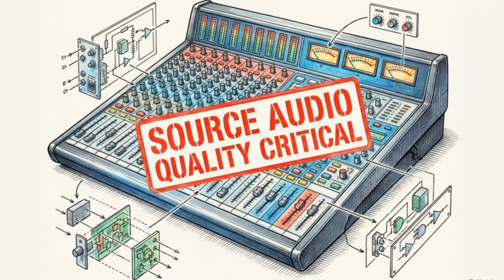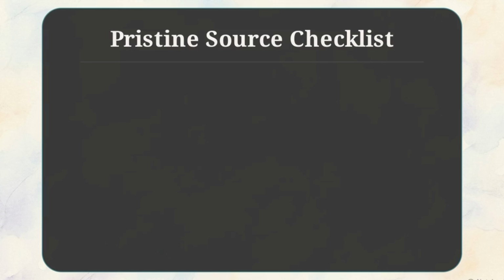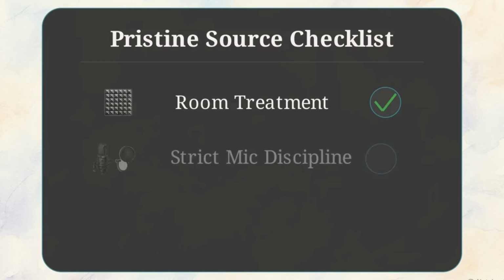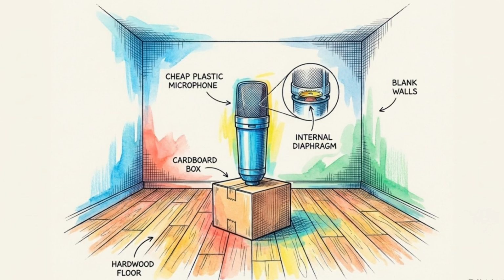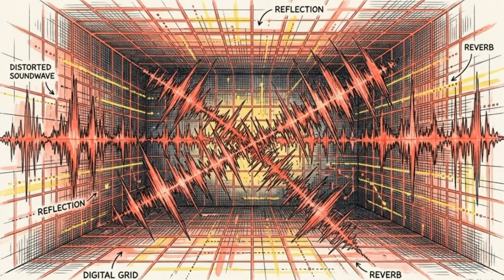Before opening any software, every AI voice platform is subject to the universal rule of audio engineering: garbage in, garbage out. This checklist highlights the 3 mandatory inputs required for pristine source audio: room treatment, strict mic discipline, and a low noise floor. If you skip acoustic treatment and record in an empty bedroom, the AI will learn your room's echo and permanently bake that reverb into every single clip you generate.